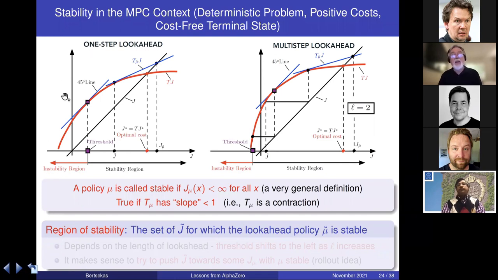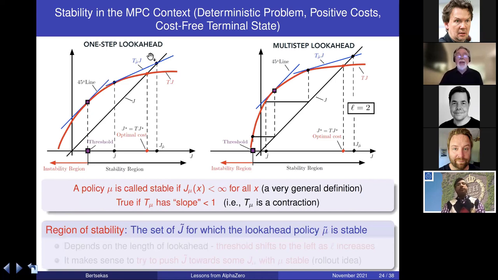They have slope greater than one. And the threshold is precisely the point where the Bellman operator has as tangent the 45 degree line. So this is how the region of stability is demarcated. J tilde to the right of this threshold point gives you a stable policy, and otherwise it's an unstable policy. Of course, this is for a one-dimensional slice. For a multidimensional case, it's more complicated than that, but the general idea still applies.